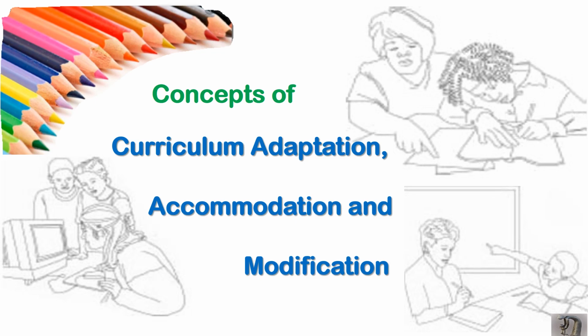And in another video I'm going to discuss the need and how to do the curriculum adaptation, accommodation, modification in three different areas of pre-academics, academics and co-curricular activity and in school subjects. But we are also going to discuss the differences of adaptation, accommodation and modification in this video. So let us start.